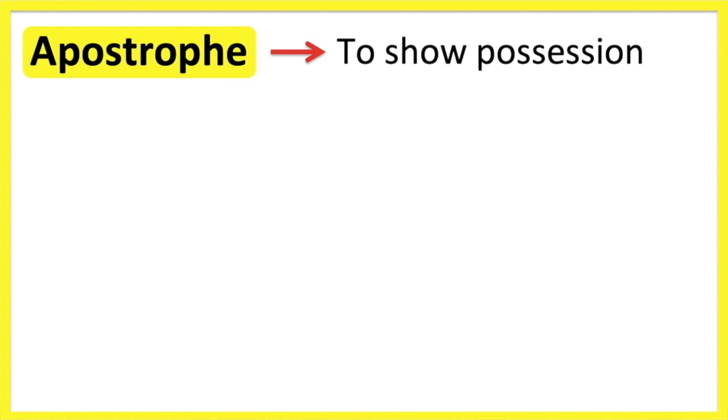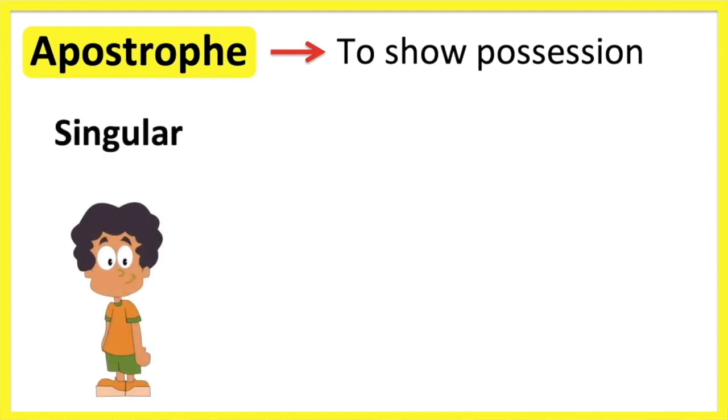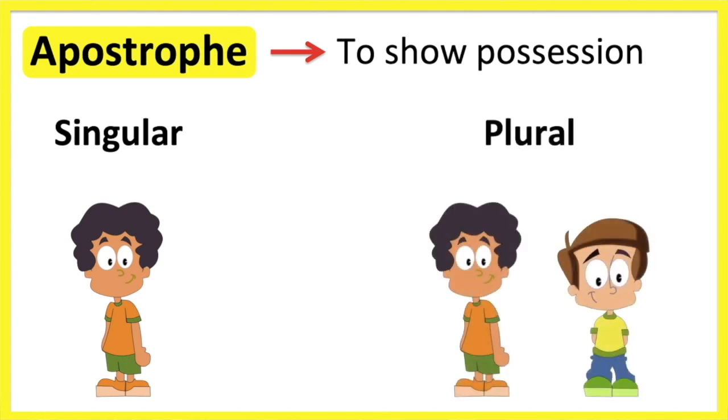Singular nouns refer to one person, place, thing, or idea. Some singular nouns end in the letter S and some don't. Plural nouns refer to more than one person, place, thing, or idea. Some plural nouns end in the letter S and some don't. Now let's go through the different rules.